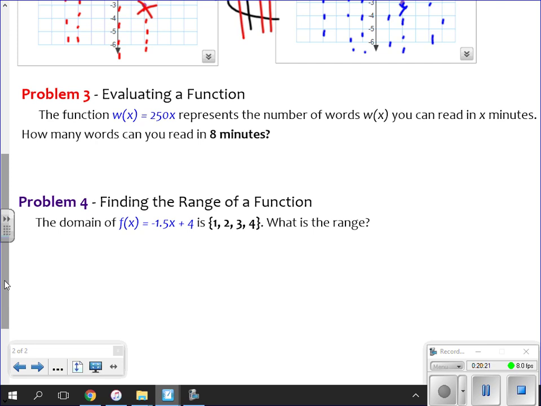Rather than plugging in X and finding Y, plugging in X, finding Y. Now, which X went with which Y? It's very difficult sometimes to keep track of that if you're doing it over and over again. With this one, it's not. And here's how function notation works. It wants to know how many words I can read in 8 minutes. This means I want to know what W is when X equals 8. Here is how you do it with function notation.